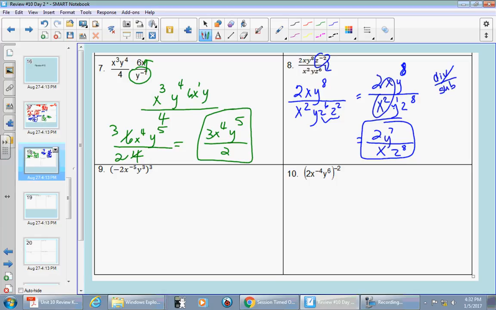Number 9. So this one, it's an exponent we need to get rid of first, which we're going to multiply exponents and keep the bases. So we start with distributing the 3. So we have negative 2 to the 3, x to the negative 15, y to the 9.